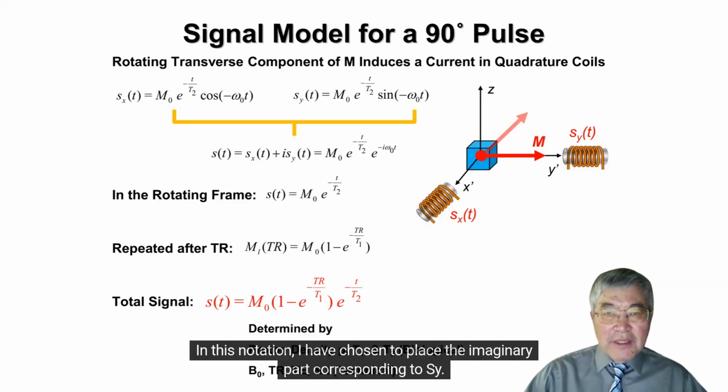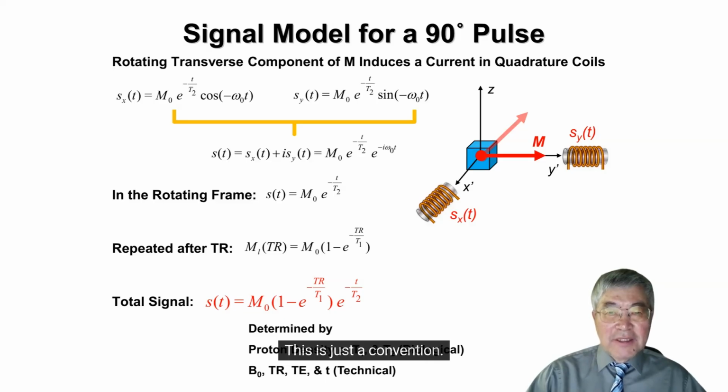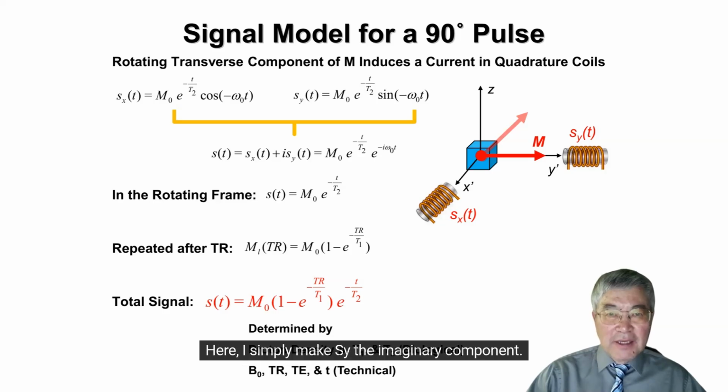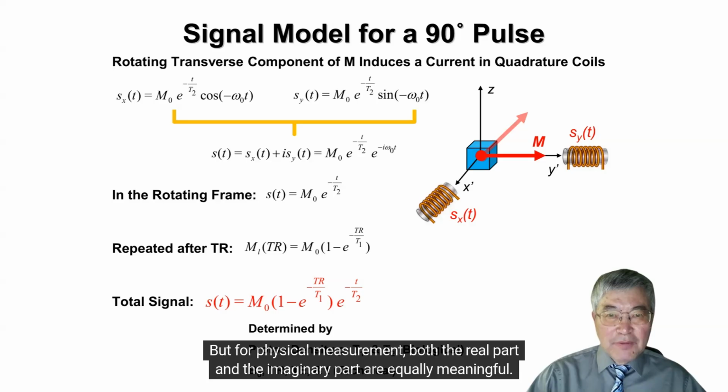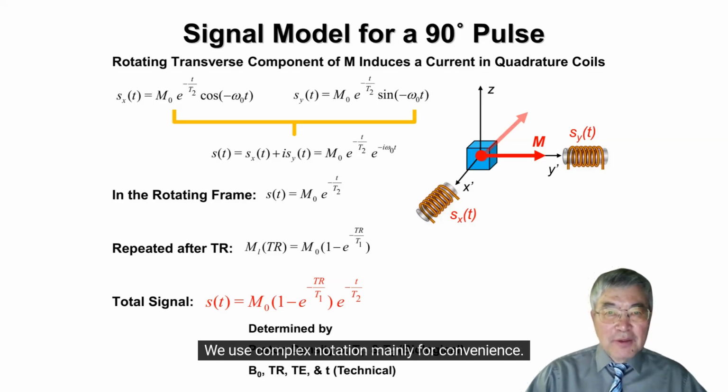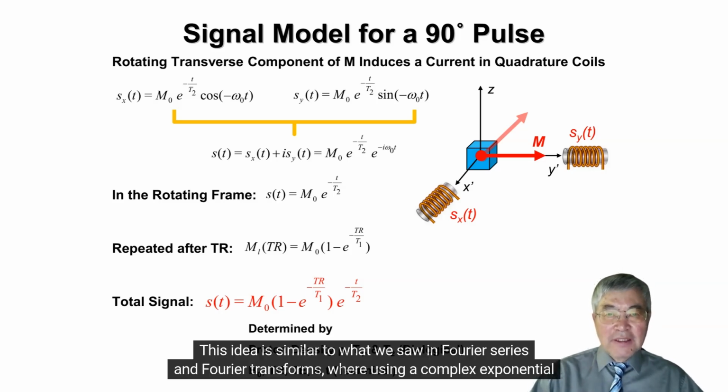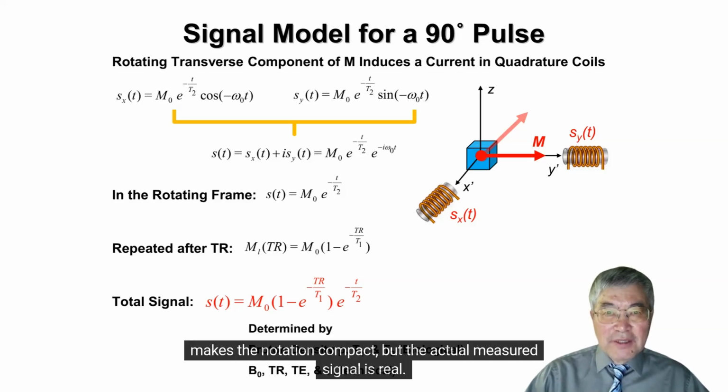This gives us a very compact, complex-valued signal representation. In this notation, I have chosen to place the imaginary part corresponding to psi. This is just a convention. The coding system can be chosen differently. Here, I simply make psi the imaginary component. But for physical measurement, both the real part and the imaginary part are equally meaningful. We use complex notation mainly for convenience. This idea is similar to what we saw in Fourier series and Fourier transforms, where using a complex exponential makes the notation compact, but the actual measured signal is real.